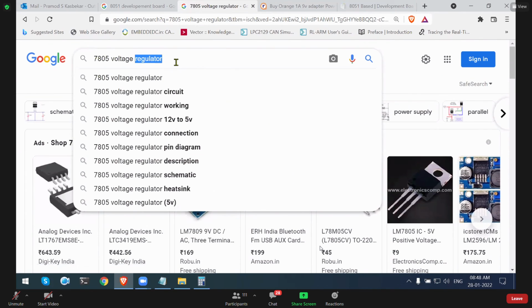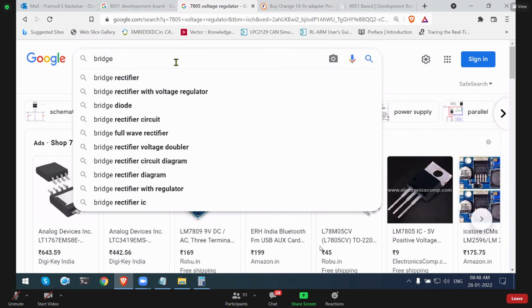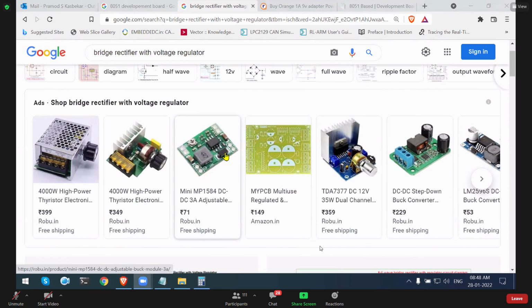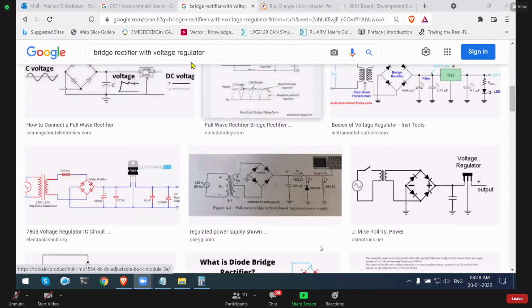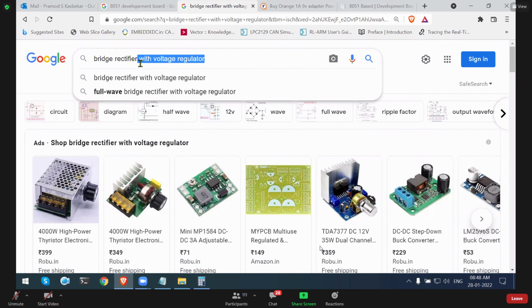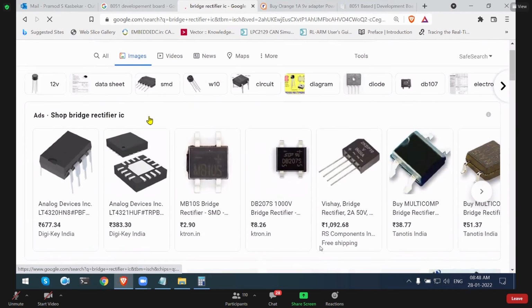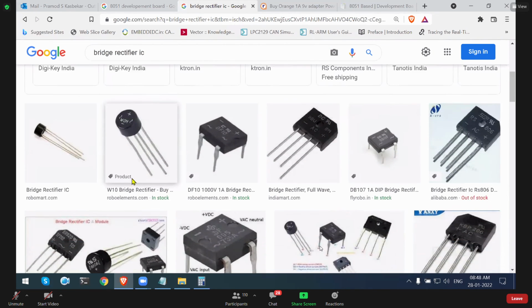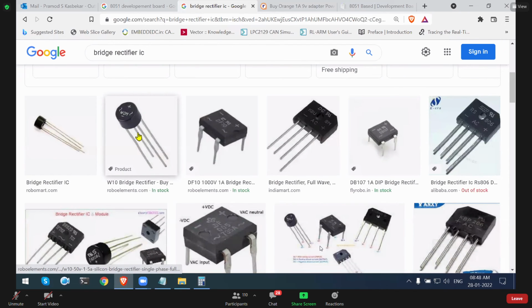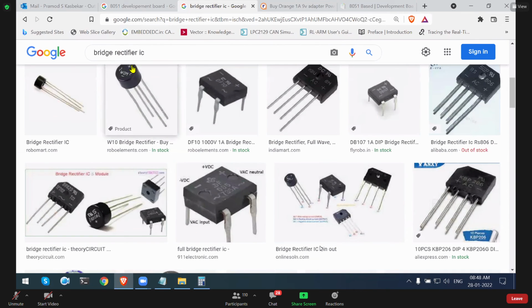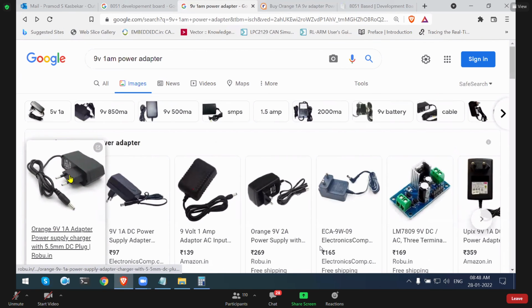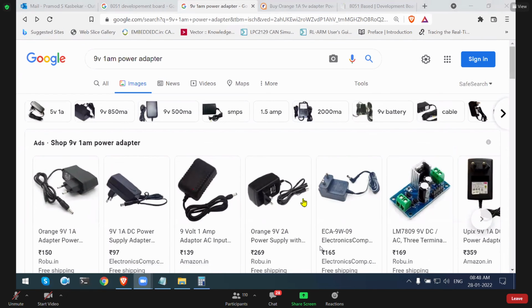Bridge rectifier, actually. You search for bridge rectifier IC. This bridge rectifier will come like this. W10 they have given, a W10 bridge rectifier. So actually this bridge rectifier is used inside this adapter, the adapter I have shown you, right? Inside this adapter, this bridge rectifier will be there, as well as a transformer.